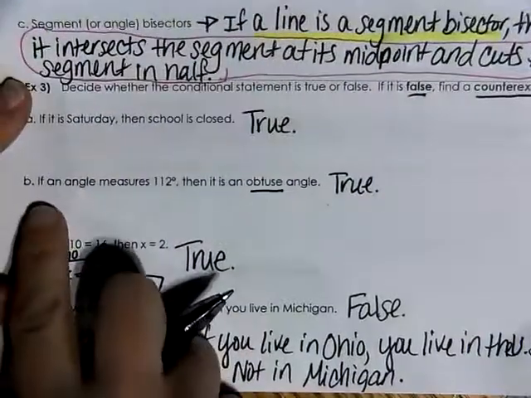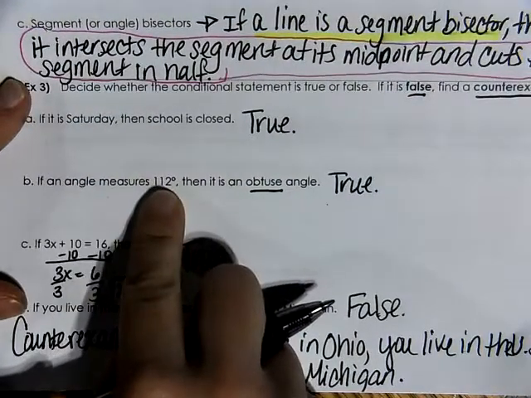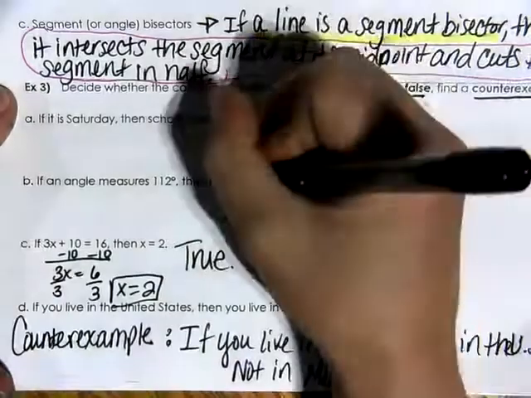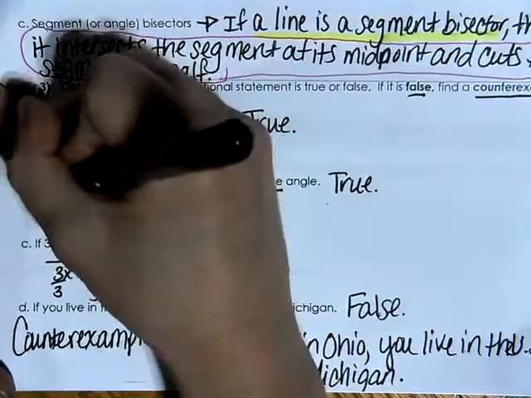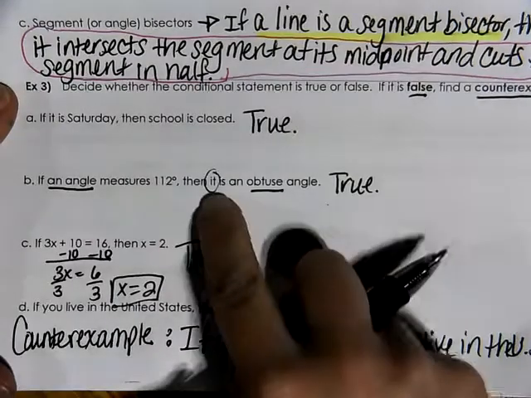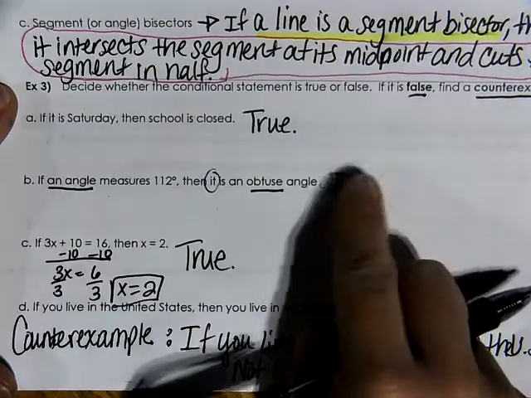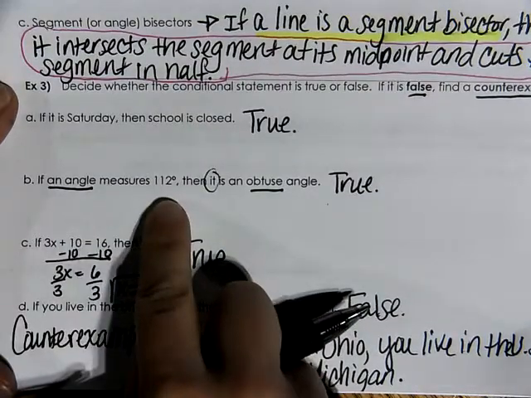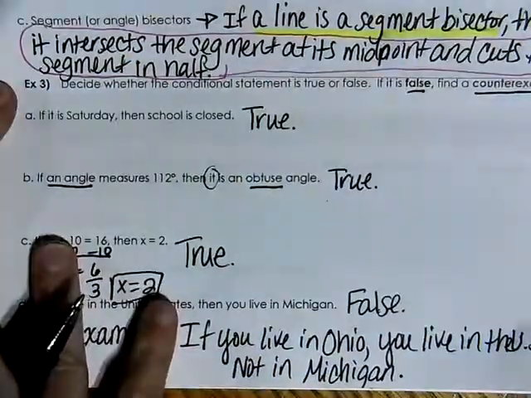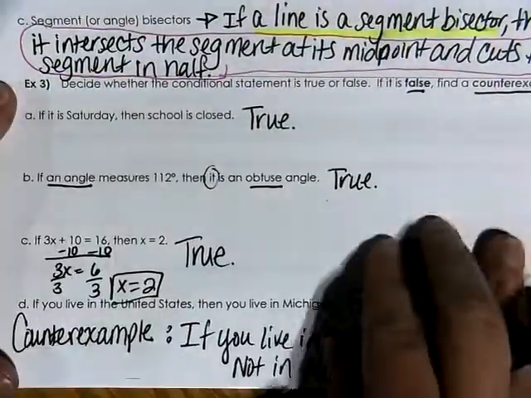For letter B, it says, if an angle measures 112 degrees, then it is an obtuse angle. Please be careful here. Our subject of the sentence is an angle. That's our subject. So when we write our statement, we always write our subject. Don't say if it is an obtuse angle, then an angle measures 112 degrees. That is inappropriate. We always write down what our subject is before we use a pronoun.